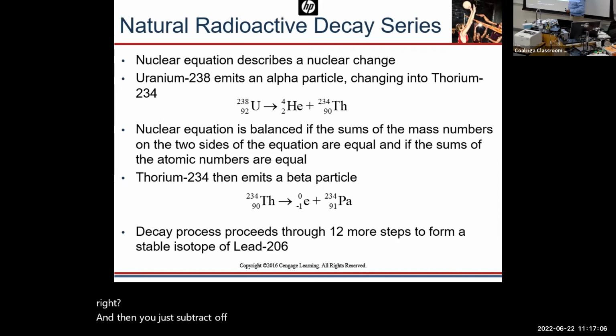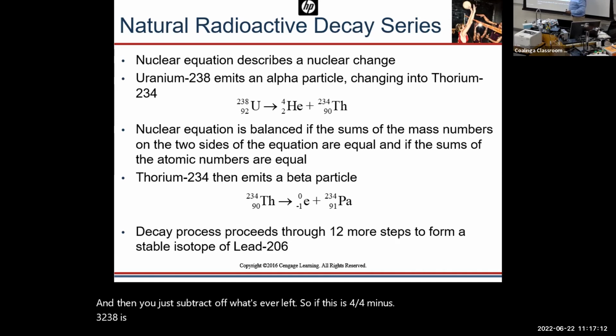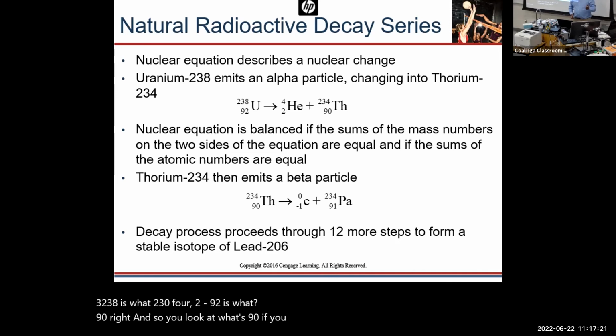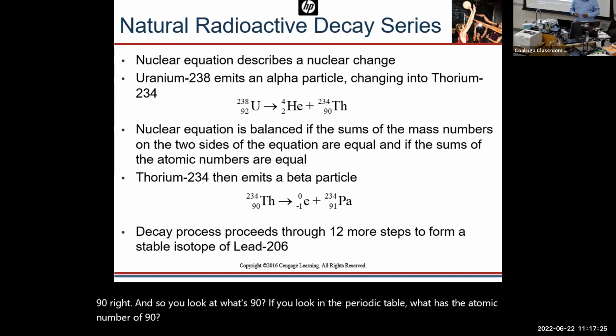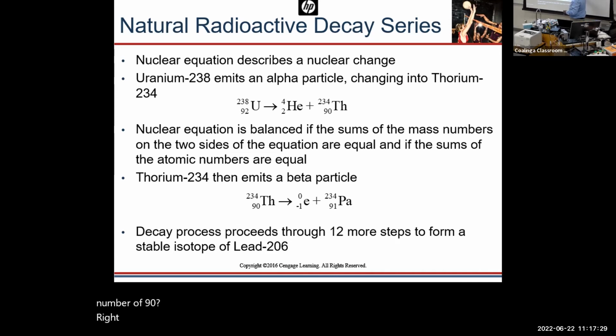So if this is 4, 238 minus 4 is what? 234. And 2 minus 92 is what? 90, right? And so you look at what's 90. If you look at the periodic table, what has an atomic number of 90? Thorium, right? So thorium has the atomic number of 90, so we know that Th is going to be that element.